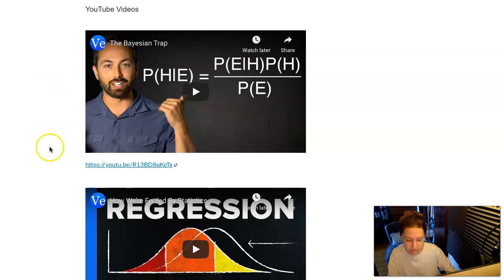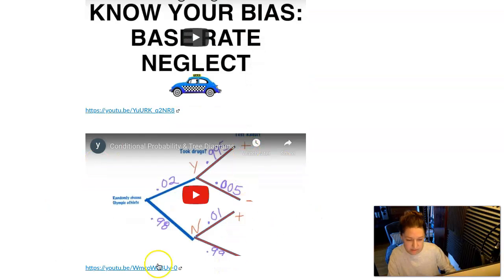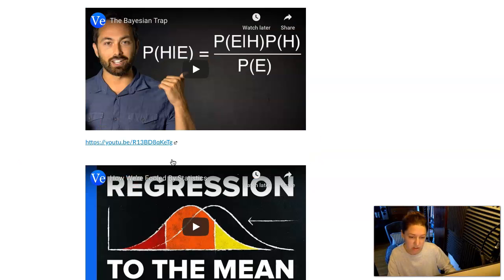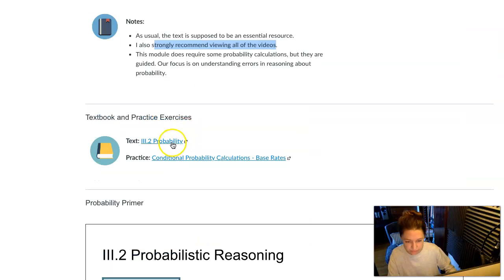The videos. If I were going to recommend videos for this week, I'd recommend the top 3 and perhaps save the conditional probability tree one for next week, because next week we'll look at those in more detail, which I'll mention when we get to the text here. So let's do that now. Let's open up the text.